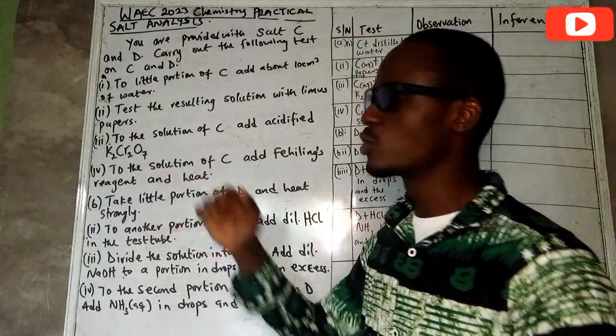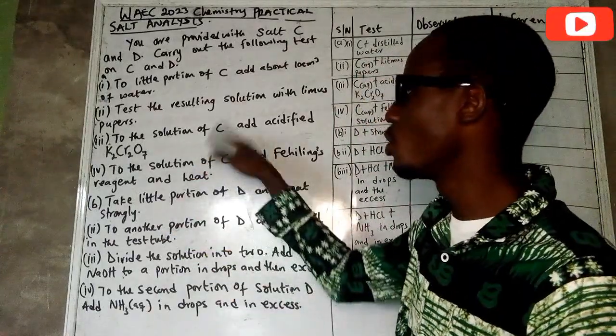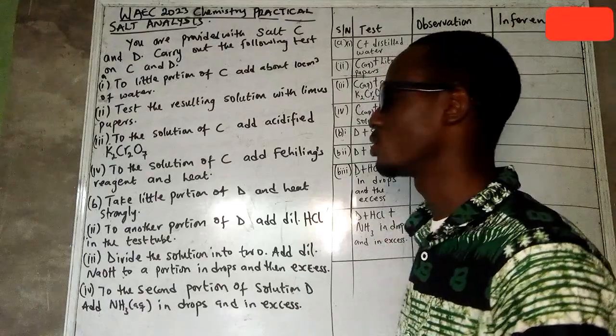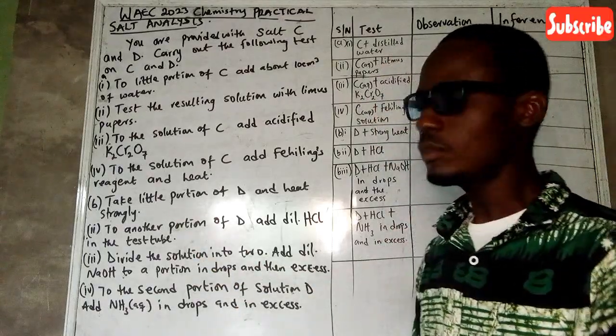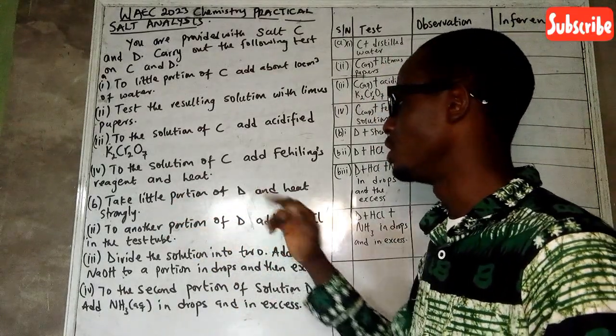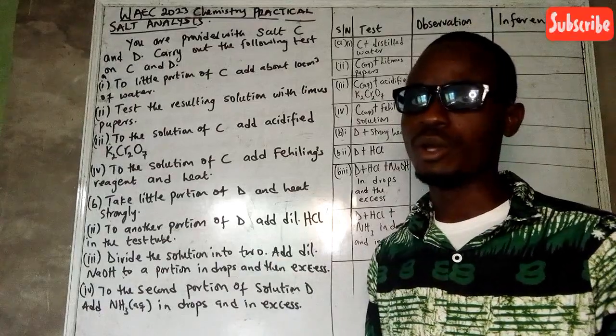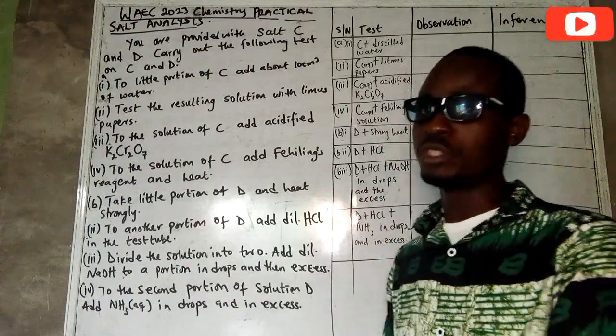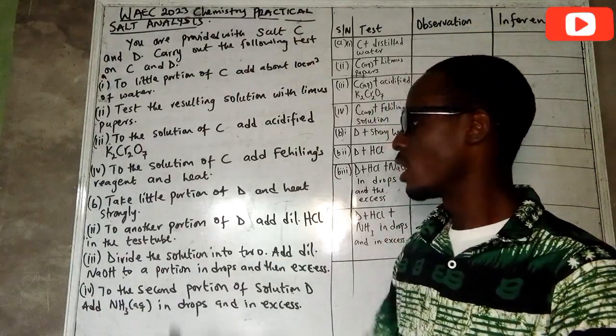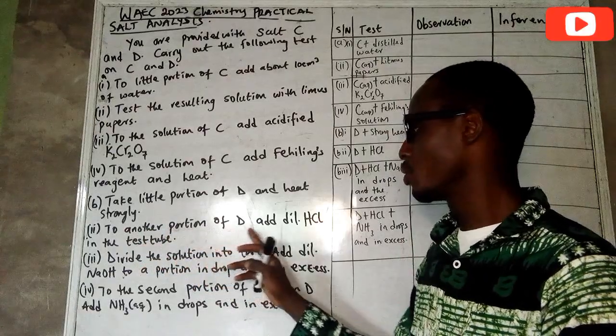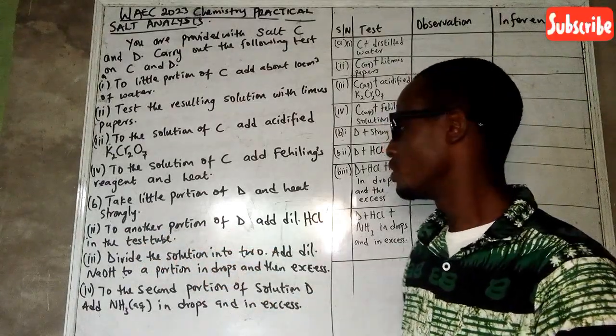So now let's go for the second salt. We are actually done with the first salt C. So let's look at the second salt. Take a little portion of D and heat strongly. So we are going to heat the little portion of D we are taking. Thereafter, take another portion of D. We are going to take another portion of D.